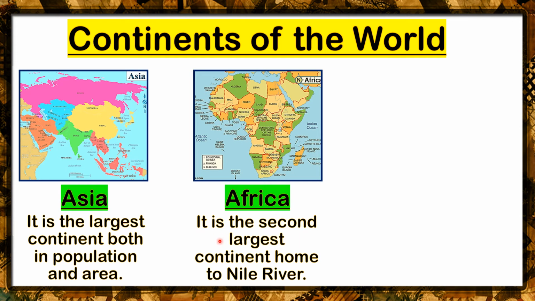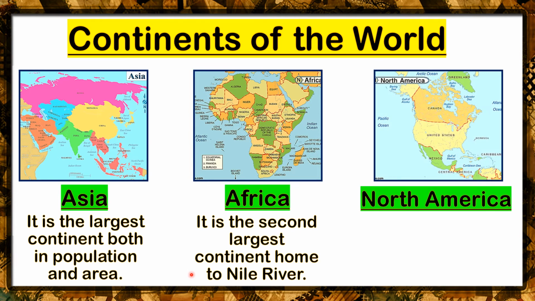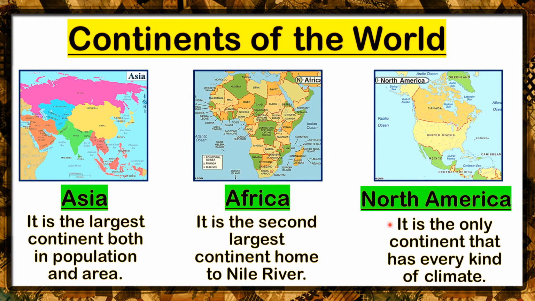It is the second largest continent, home to the River Nile or Nile River, which is the longest river in the world. The third one is North America. It is the only continent that has every kind of climate. Later on, we're going to discuss the 3 kinds of climate, which are temperate, tropical, and polar.